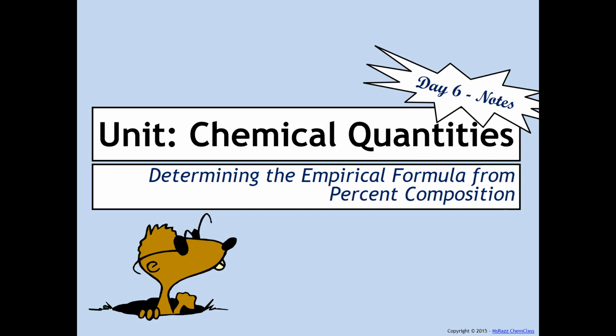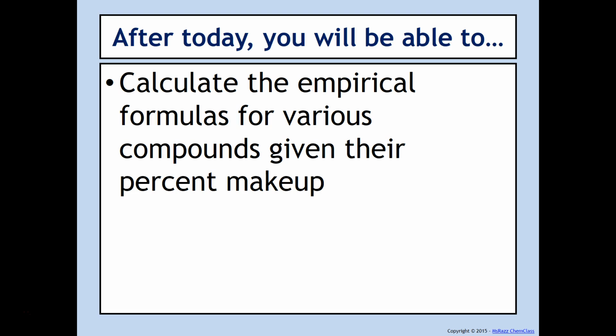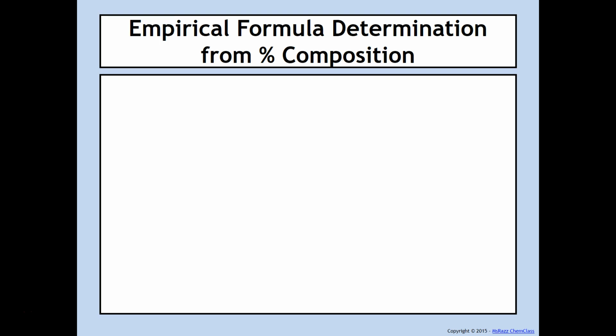Welcome back, chemists. In this video, we are now going to determine the subscripts in a chemical formula by using the percent composition that we learned about in the previous video. By the end of this video, you should be able to calculate the empirical formulas for various compounds given their percent makeup. So we are going to calculate the empirical formula from percent composition.